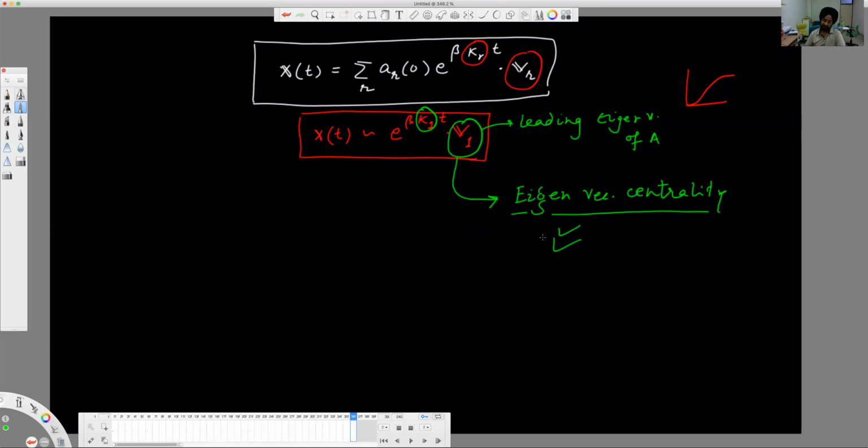So you have seen in this course again and again, we land up at eigenvectors. It's a very handy thing in network science. It has a lot of applications, whether we are talking about the structure, the dynamics, or dynamics on the network. We land up at eigenvectors every now and then.